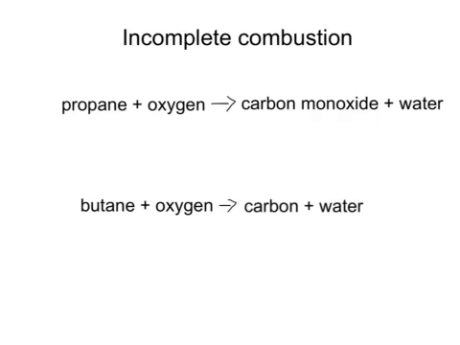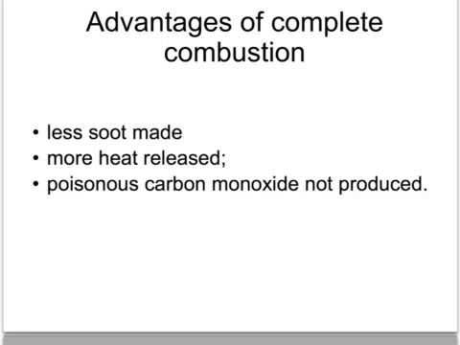Incomplete combustion happens when there's an insufficient supply of air or oxygen when burning. We might get a fuel burning in oxygen to produce carbon monoxide and water, or in extreme conditions we might get the fuel burning in oxygen to make only carbon, soot and water. Complete combustion is better than incomplete combustion because it produces less dirty soot, it produces more heat from the available energy in the fuel, and doesn't produce poisonous carbon monoxide.